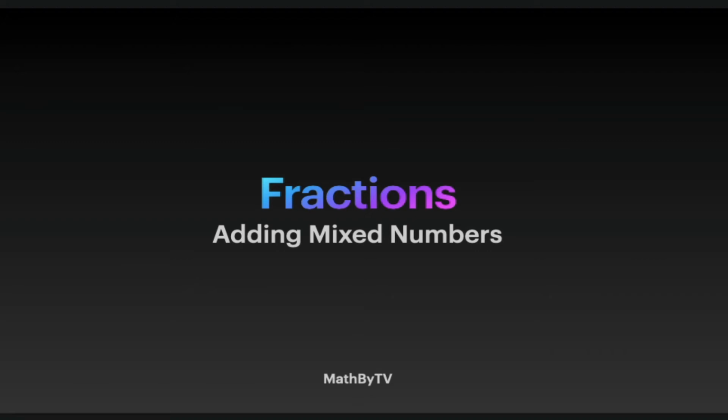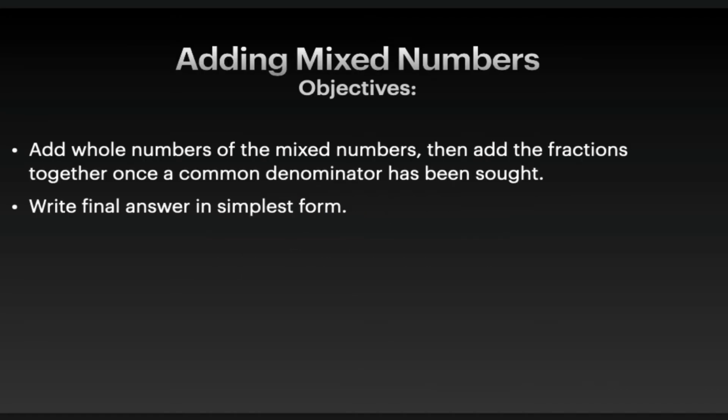Here in this lesson, we're going to talk about adding mixed numbers. So let's go over the objectives. What we're going to do is learn how to add the whole numbers of the mixed numbers, then add the fractions together once a common denominator has been sought, and write your answer in simplest form. So let's go ahead and begin.